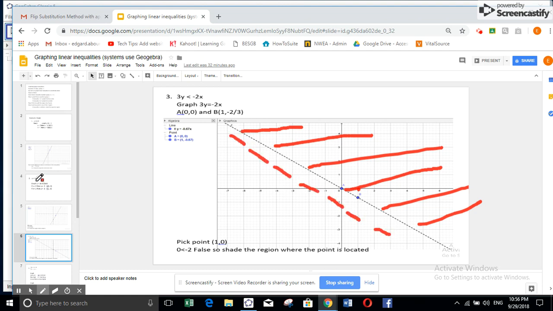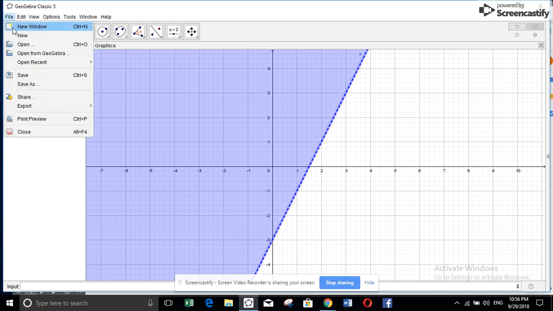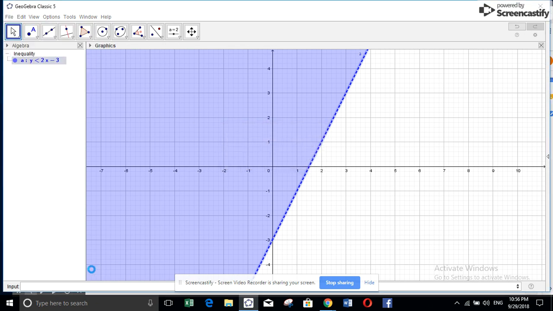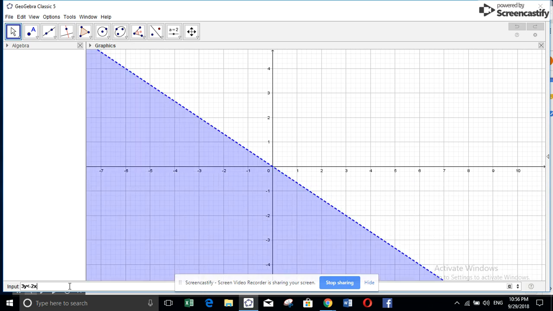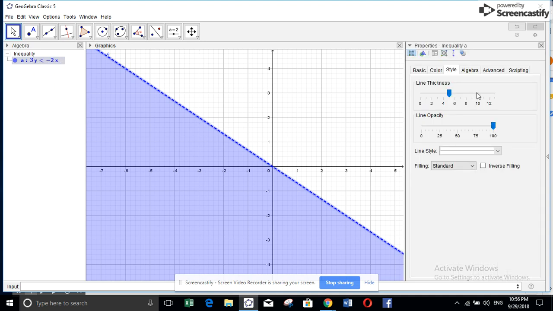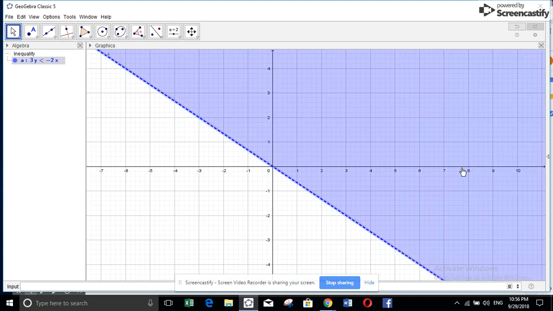Minus. So if I go to GeoGebra and I want to graph 3y less than minus 2x, 3y less than minus 2x. As you can see, I go to object properties, inverse filling. So this whole region will be rejected, and this region is accepted, and the line is dot.